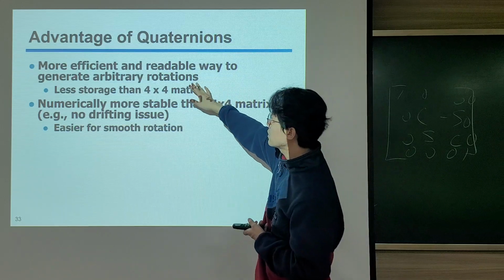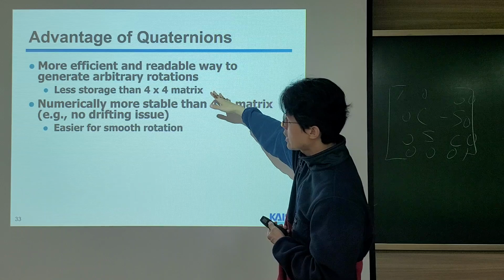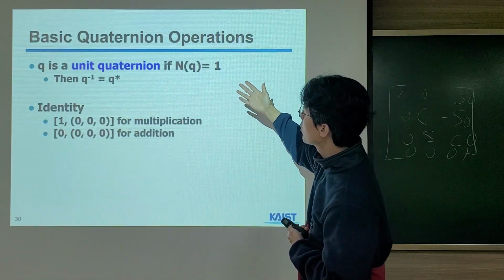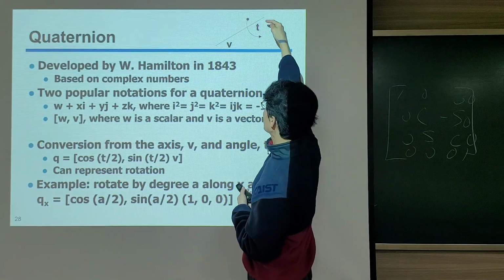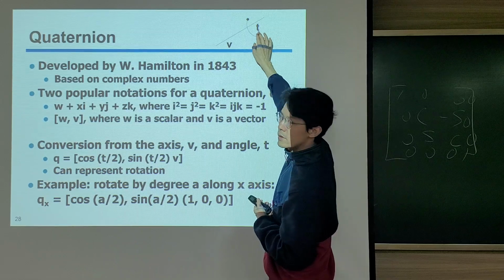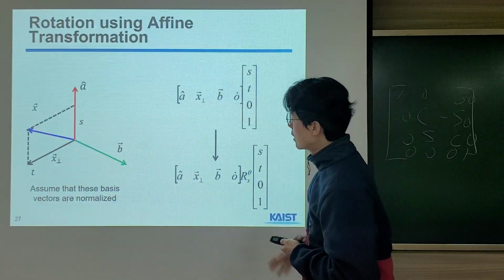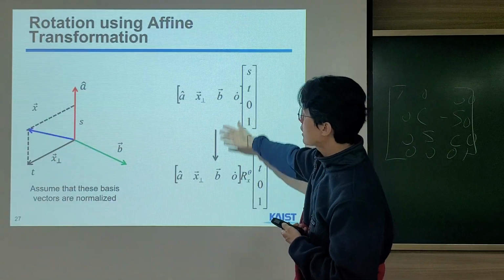It turns out it is a more efficient, readable way to generate arbitrary rotation. In the end, once we understand the quaternion, it's a much more intuitive operation, right? Given that the quaternion directly supports arbitrary rotation by an amount of t, we can compute this kind of quaternion representation. Obviously, that will be more intuitive than this kind of approach.